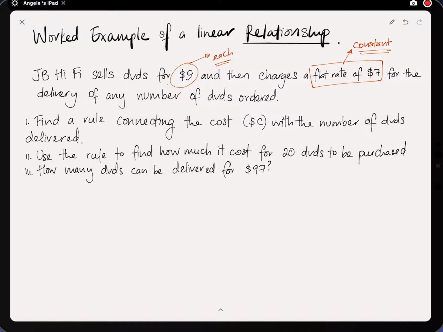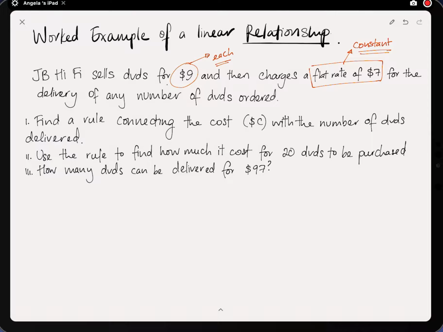A flat rate means that regardless of how many DVDs JB sells to a particular consumer, they're going to be paying a flat rate of $7. So for example, if I were to purchase 3 DVDs, I'd be paying $9 per DVD ordered, but I'd only pay a flat rate of $7. I could also then go and purchase 20 DVDs and I'd still be paying that $7 for delivery. So this becomes quite important when we're setting up our linear equation.